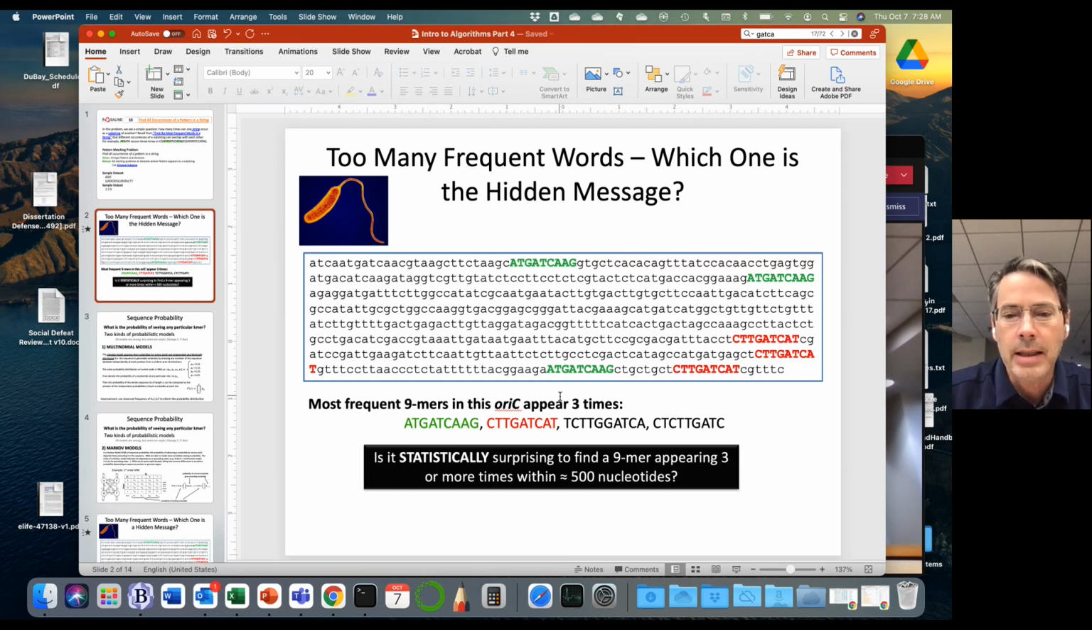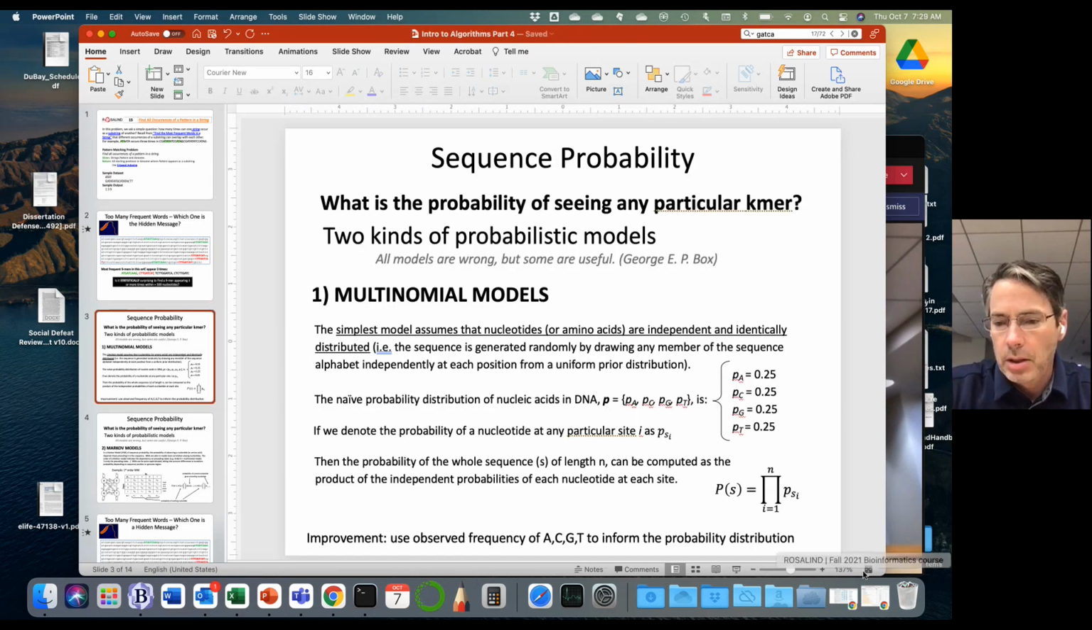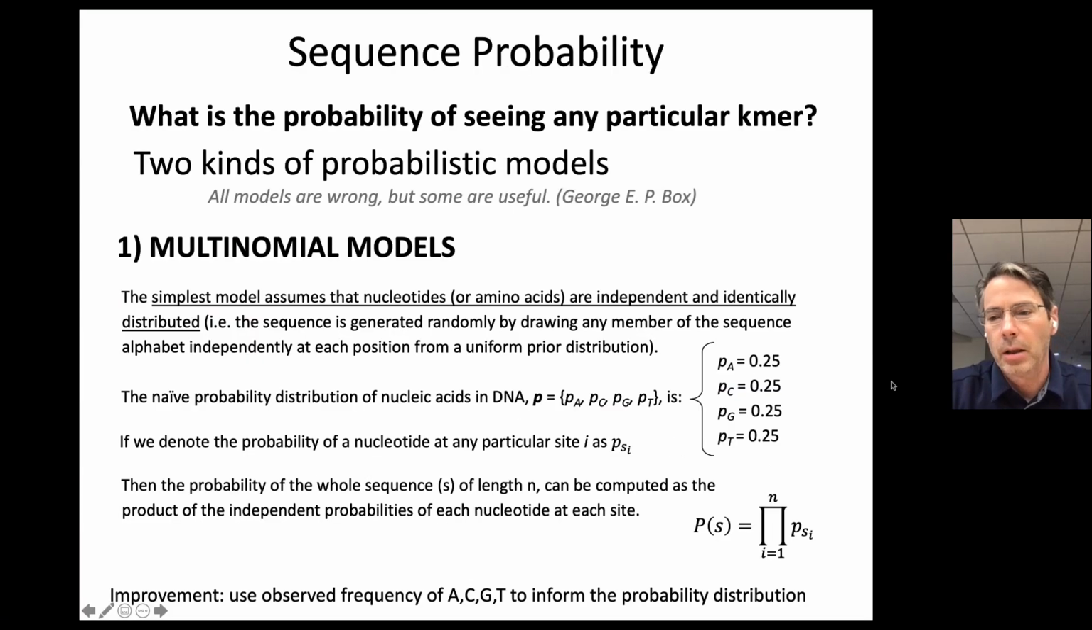So how likely is it that you would find any particular 9-mer in this case appearing 3 or more times in a sequence? Or you could flip the question a little differently. We'll see later they're just going to give us the value of t, that it needs to occur t times or more. But what is that t? How often does it appear before we start to get interested? Right, so there's two kinds of probabilistic models that can allow us to get at that question.